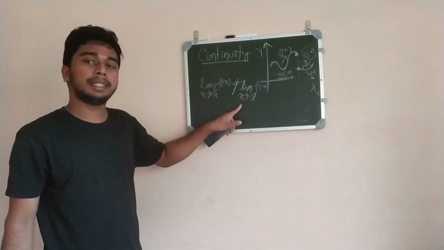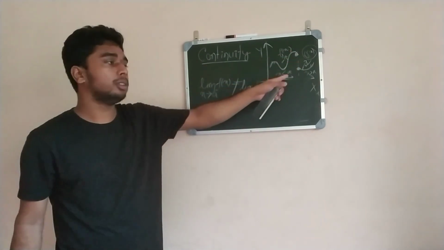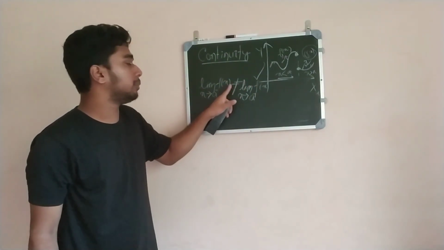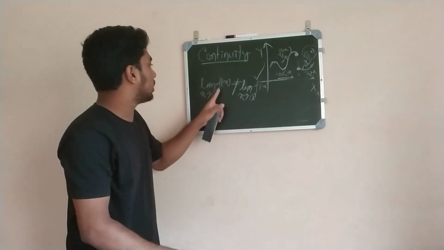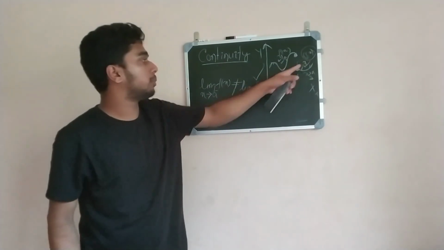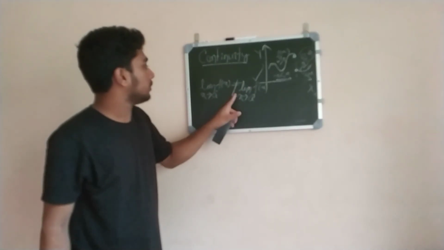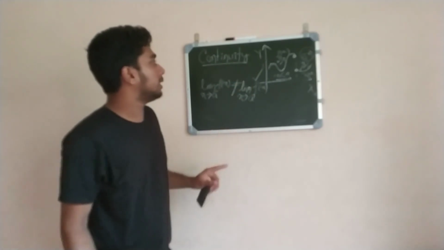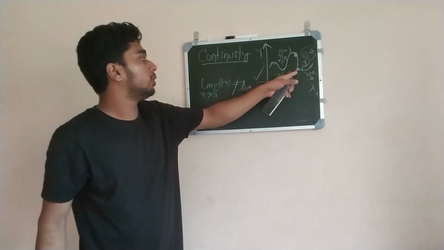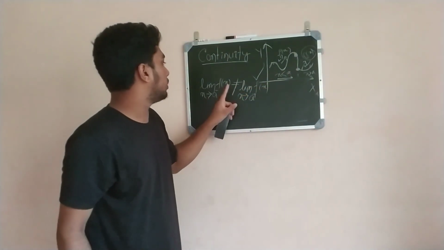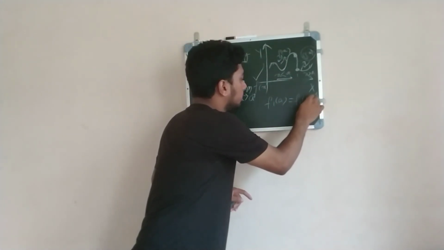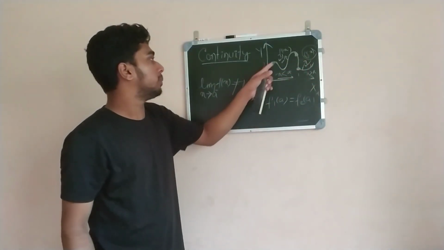If this limit exists, then this function f(x) will be called continuous. Here we have seen that f1(x) is not equal to f2(x). That means the limit does not exist. But if there is continuity, then these two limits, I mean f1(a) would be f2(a), if the two curves are continuous.